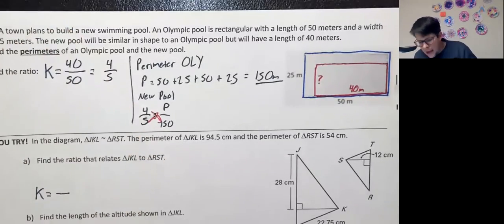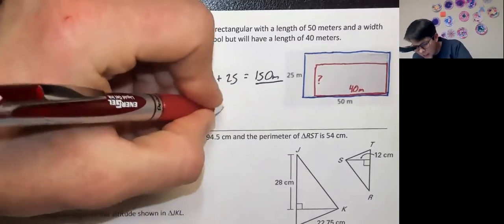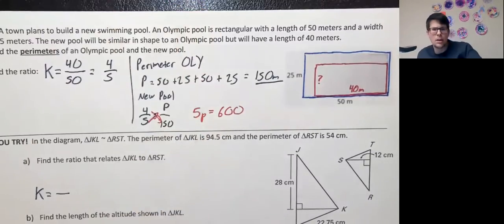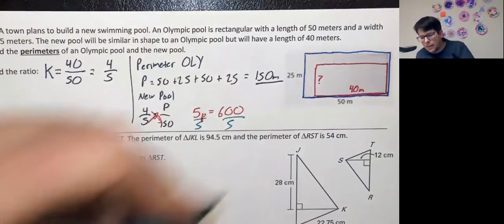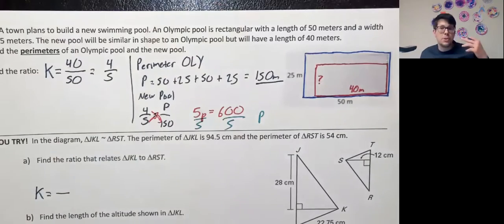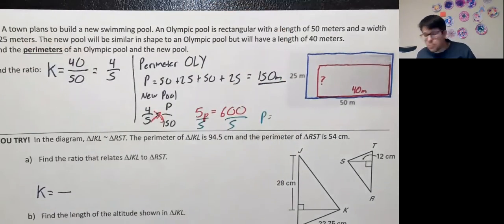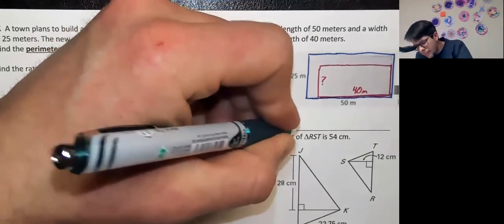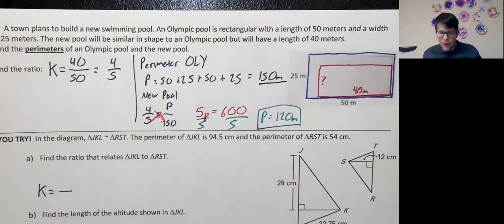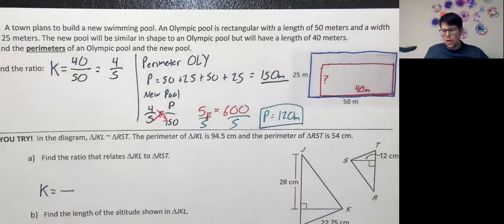When I cross multiply, I'm going to end up with 5p is equal to 600. I'm going to then divide by 5 on both sides. And when I divide by 5, I'm going to get my p-value, which is going to be the perimeter for my new pool. And the perimeter for my new pool better be smaller because this pool is smaller. And it does turn out to be, it is only 120 meters this time. So this seems very reasonable and it's working the way that it's supposed to, so I feel comfortable about that.